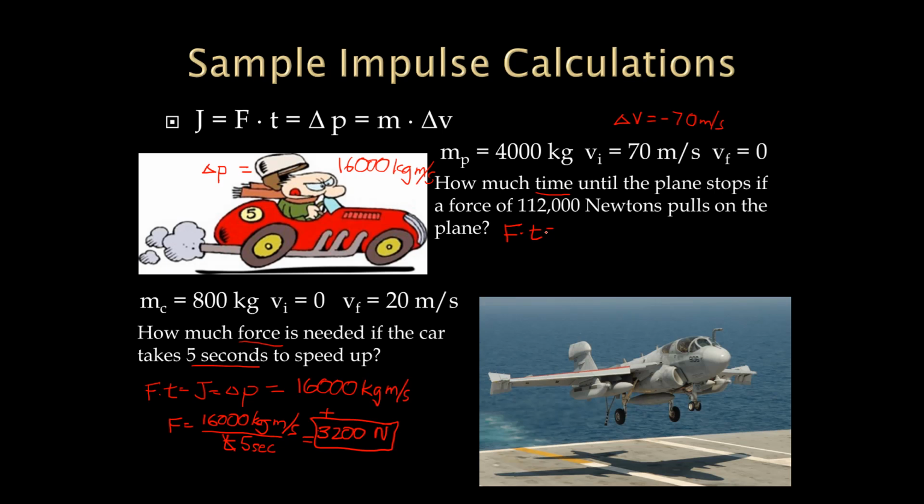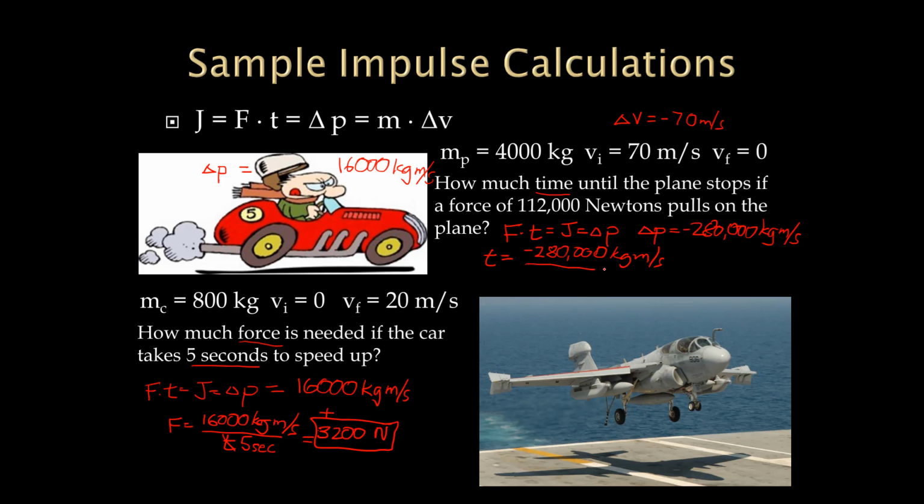Force times time is equal to an impulse is equal to our change in momentum. From our previous video, we found that our change in momentum was equal to minus 280,000 kilogram meters per second. Remember, our change in momentum is to the left. It's slowing down. So dividing each side of these equations by force to get time by itself, our time is going to be equal to our change in momentum, which is our impulse, 280,000 kilogram meters per second. Remember, that is a negative.